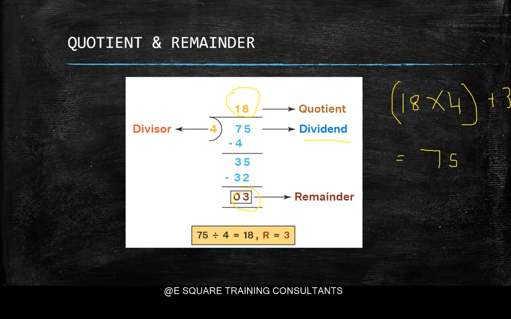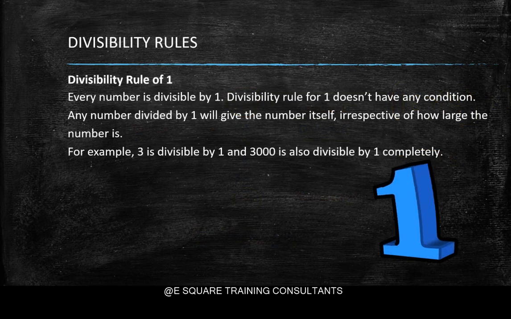So with this input, let's get into the divisibility rule of 1. The divisibility rule of 1 does not have any specific condition, because any given number under the sky is divisible by 1. When you divide the number by 1, it gives the number itself. I had taken an example of 3 here.